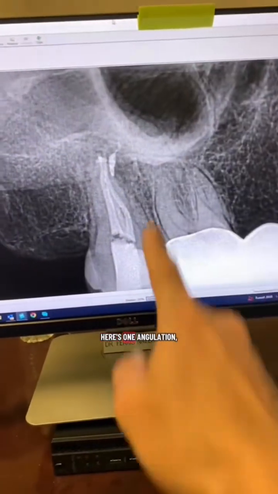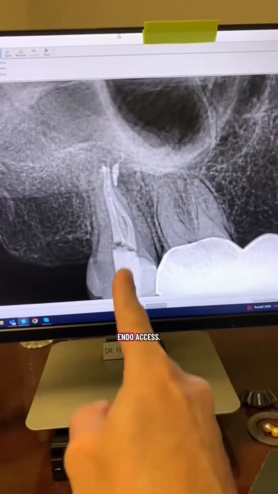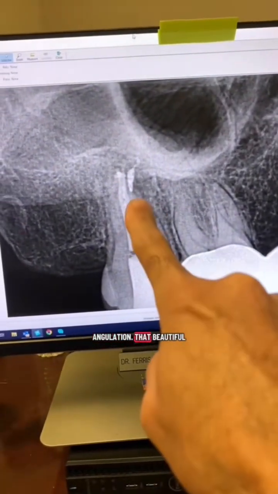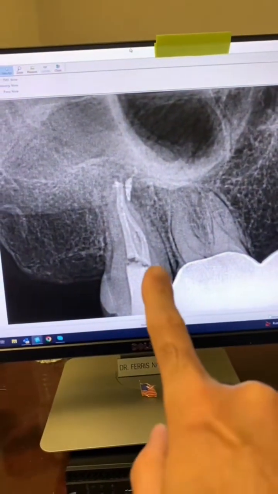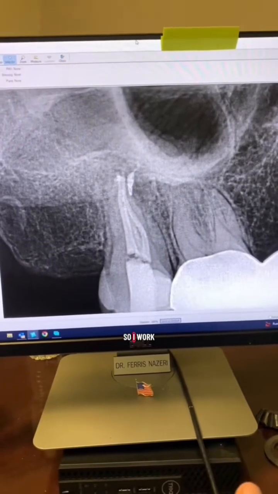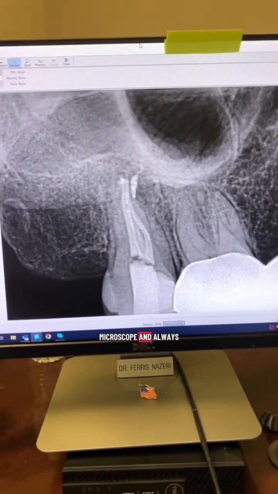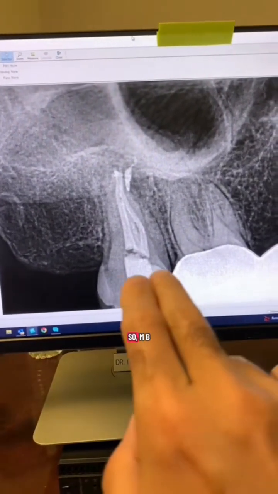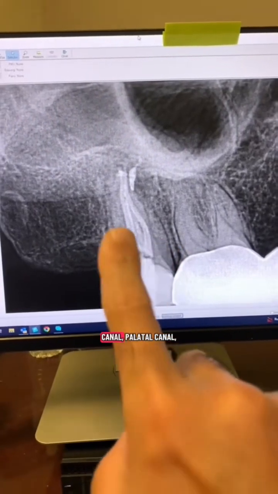And here's the post-op. Here's one angulation, and you can see the conservative endoaxis. This is one angulation, the beautiful lateral right there. This tooth has 3 canals. There was no MB2, so I work under a surgical operating microscope and always confirm though. So MB canal, distal buccal canal, palatal canal.